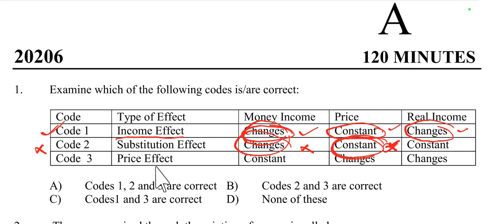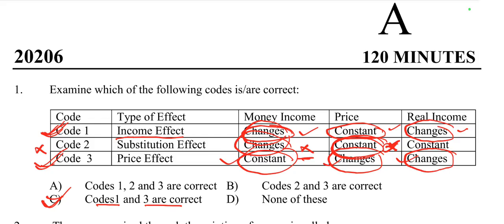Then option 3: price effect means change in price, and in price effect money income is constant. Yes, in price effect money income remains constant, there is no change in income, but price changes. Due to the change in price, the real income of the consumer changes. When the price of a good falls, real income increases, and when the price of a good rises, real income decreases. So code 3 is right. Codes 1 and 3 are correct. Option C is correct here.